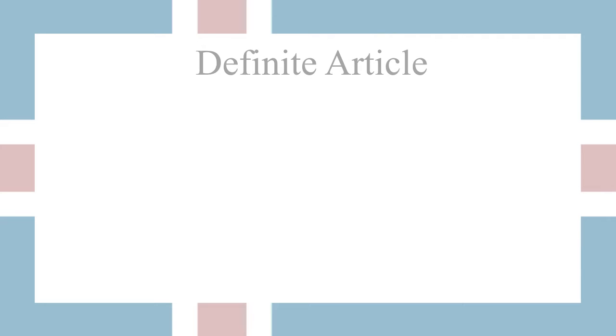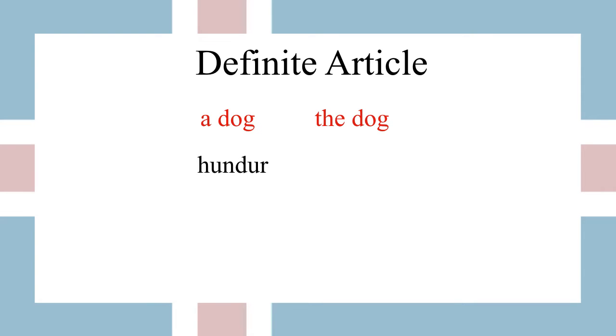So let's talk first about the definite article. Now in English we have 2 articles. We have a, like a dog, and we have the dog. Now Icelandic doesn't have the indefinite article. You don't say a dog, you just say hundur. You just say dog. But if we want to say the dog, then we have to add the definite article ending, which in this case is hundurinn, which means the dog.